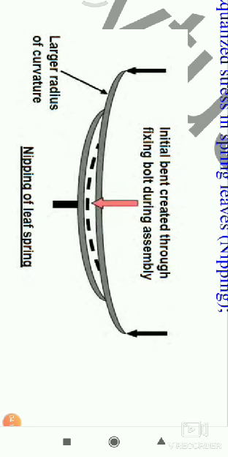Nipping of leaf spring: the radius of curvature of the full length leaf is kept more, or high, and the graduated leaf radius of curvature is less. So when I stack the full length leaves and graduated leaves one above the other, you will find a gap between all the leaves, between the full length leaf and the graduated leaf. This gap is nothing but a nip. It's called a nip.